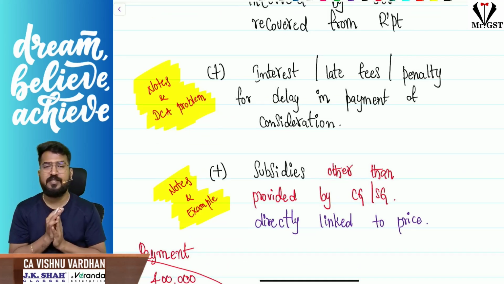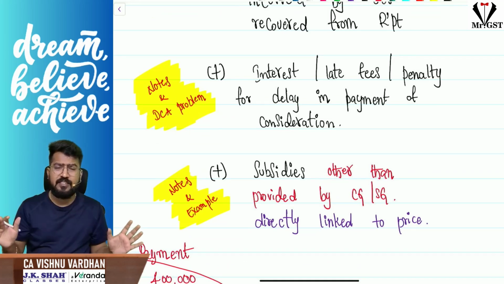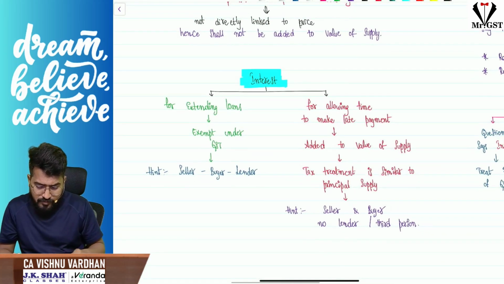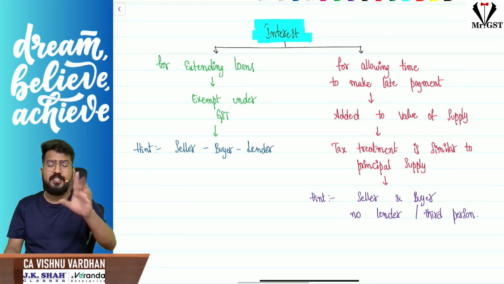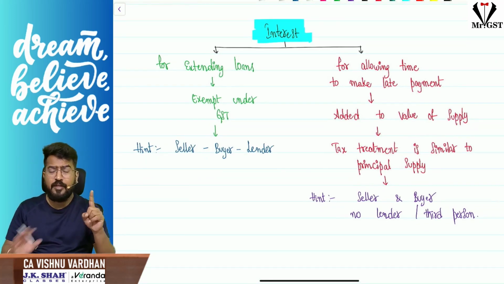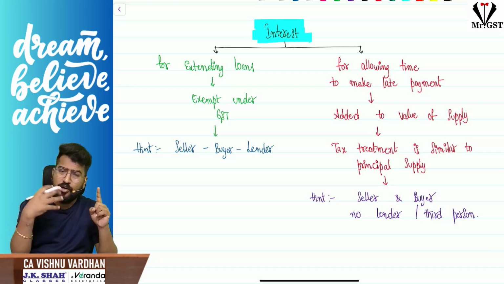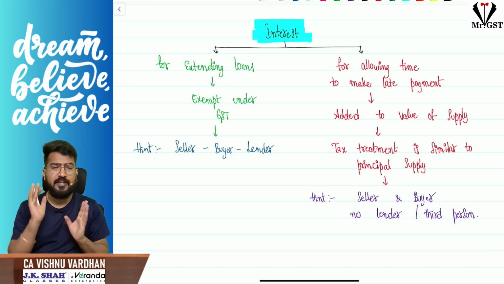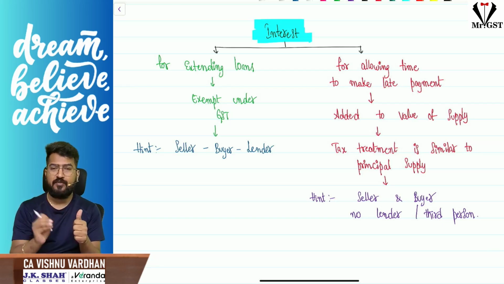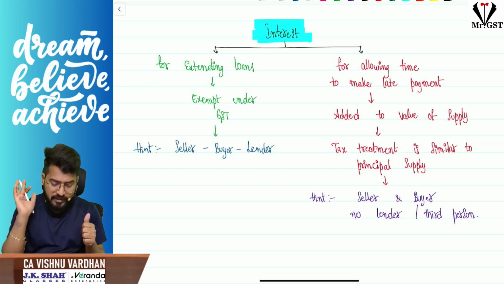This is something interesting here. Now please understand, whenever you go through interest in GST, the interest will come in 2 circumstances. Number 1, you are taking loan from somebody, or you are taking advance or deposit for which you are paying interest. So I say that interest by way of extending loans, advances or deposits, that is exempt under GST.